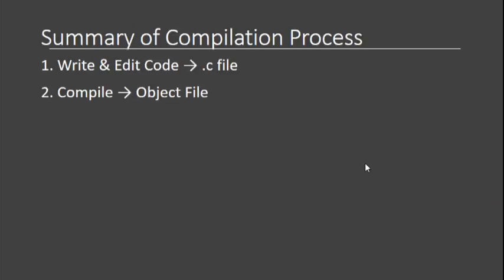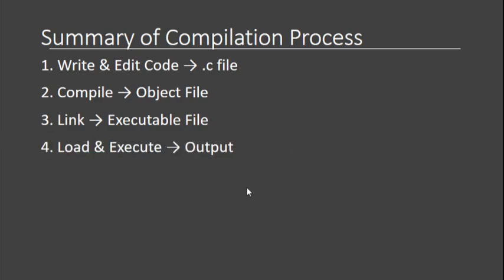So, the summary: write and edit the code, and save it with the .c file extension. After compilation, the .obj file is generated. After that, the .obj file goes to the linker, which generates the .exe file, and the .exe file is stored in the hard disk. From there, the operating system loader loads it into the main memory. Then execution is done by the processor, which produces the result.